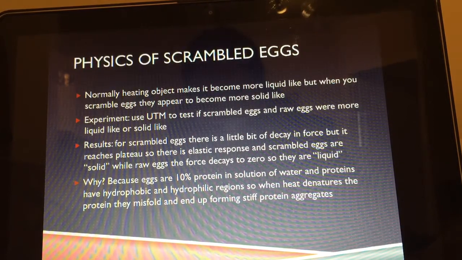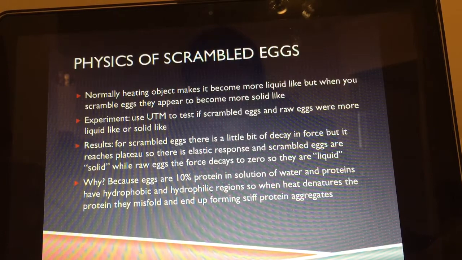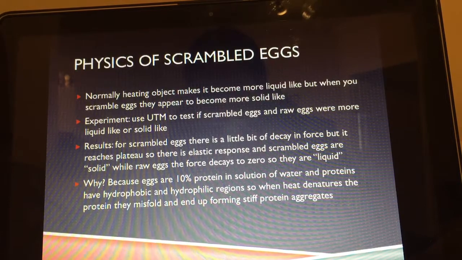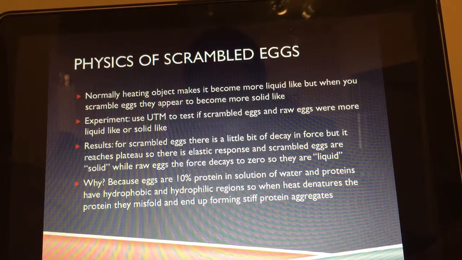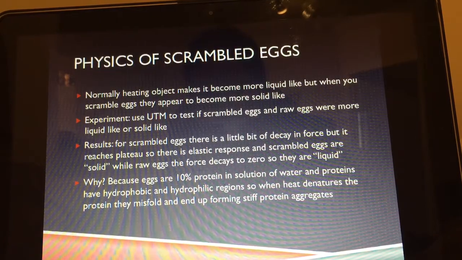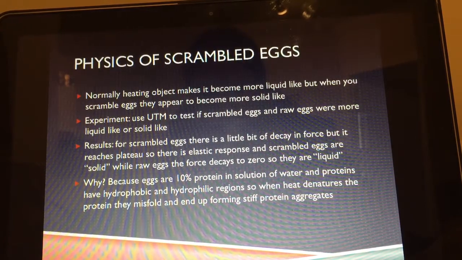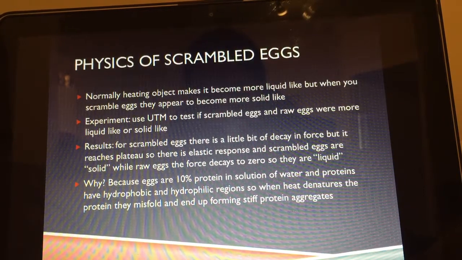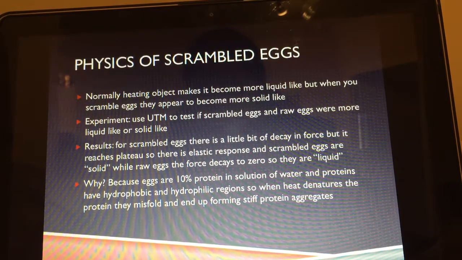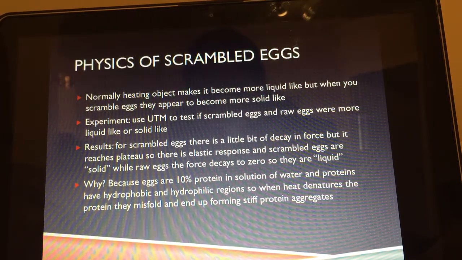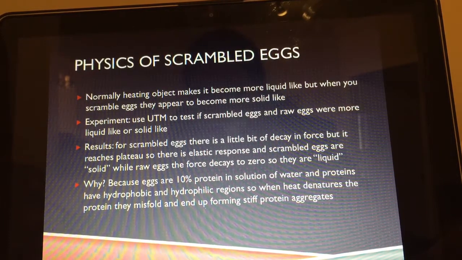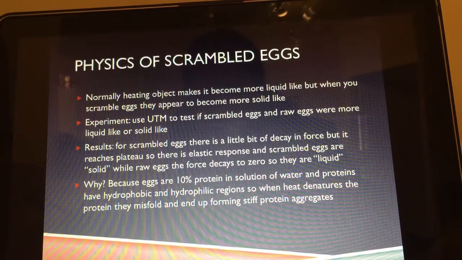A spring, for example, would require an applied force to compress it that would give a constant line when you plot force versus time, because it depends on how much you compress it and not on time. If you press a plate down in water, there will be a force that resists it, and if you hold the plate still, the resisting force will decrease with time, and eventually, if you wait long enough, the resisting force will fall to zero. For scrambled eggs, there was a little bit of decay of the resisting force, but it reached a plateau. So this was an elastic response, and shows that scrambled eggs are in a solid-like state. For raw eggs, the resisting force decayed to zero, so this shows that raw eggs are in a liquid-like state.